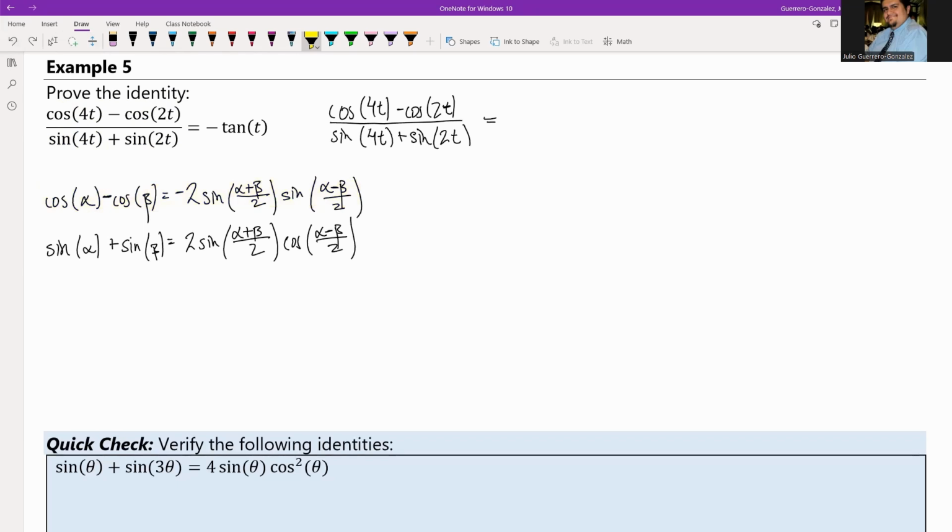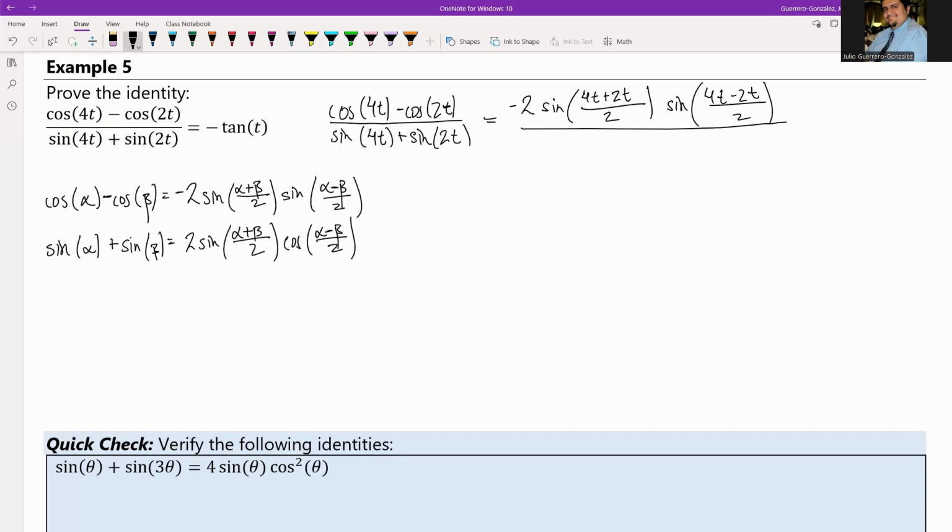So then this is going to be cosine. Actually, let me go ahead and fix that. I didn't need the highlighter, I needed the dark pen. There we go. Minus 2 sine, that's going to be 4t plus 2t all over 2, sine 4t minus 2t all over 2, all divided by, right?